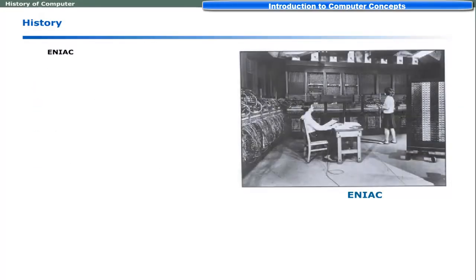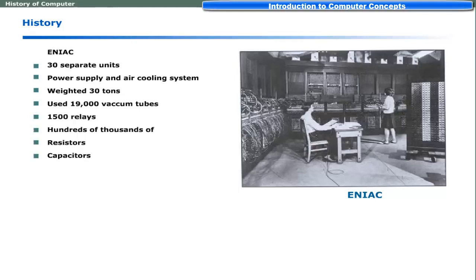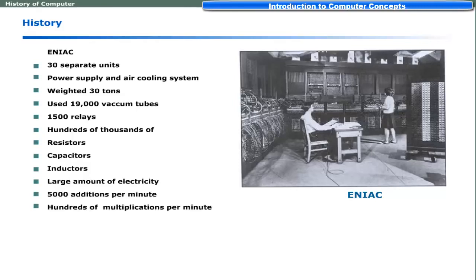ENIAC consisted of 30 separate units, power supply and air cooling system. It weighed 30 tons, used 19,000 vacuum tubes, 1,500 relays, and hundreds of thousands of resistors, capacitors, and inductors. It required a large amount of electricity. It could perform 5,000 additions per minute and hundreds of multiplications per minute.